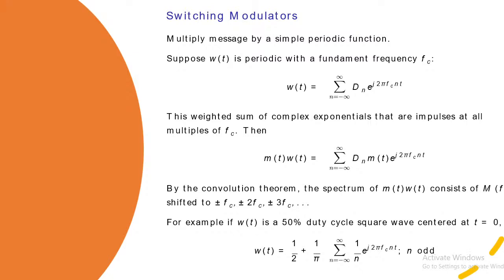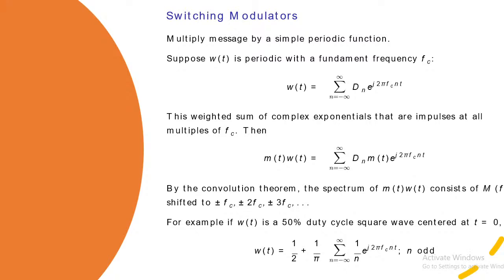If they are all impulses at all multiples of fc, then multiplying m(t) with w(t) will give us the summation over n from minus infinity to infinity of dn, and m(t) will be there because we are multiplying m(t). m(t) is not a function of n, therefore we can take m(t) within the summation sign. So dn m(t) exponential j omega c n t. Now use the convolution theorem. If we use the convolution theorem, the spectrum of m(t) w(t) will consist of M(f) shifted to plus minus fc, plus minus 2fc, etc. So all integer multiples of plus minus fc.